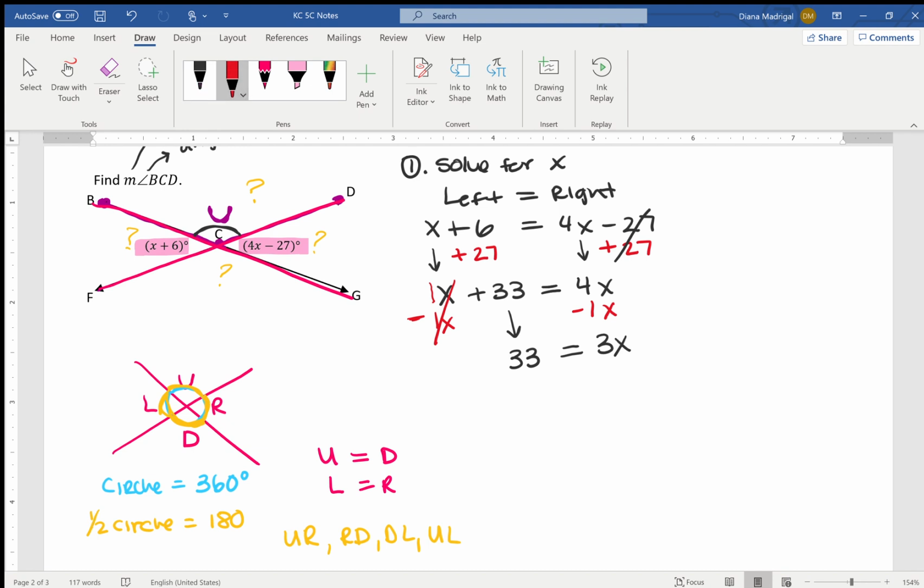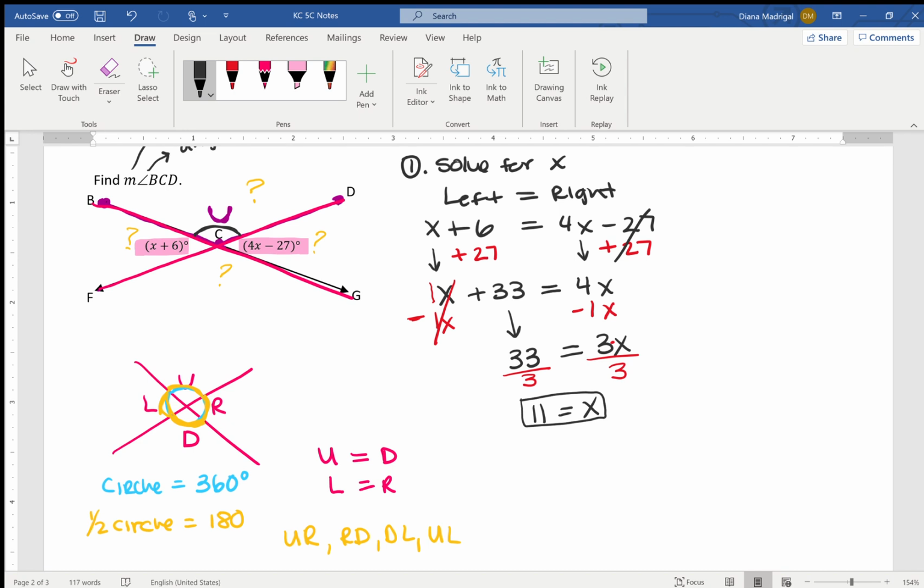Now I can divide by 3. Why am I dividing? Because now on the left side, I don't have a number with the variable x, which means I cannot add or subtract. So now I can divide. And why am I dividing? Because 3x means 3 times x. The opposite of multiplication is dividing, and you're dividing by 3. So at the end, I have 11 equals x. That's how much x is.